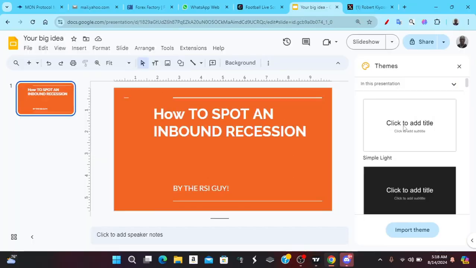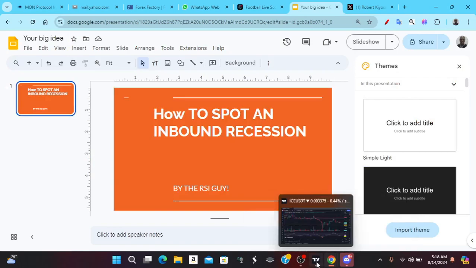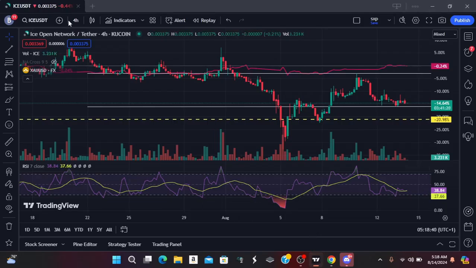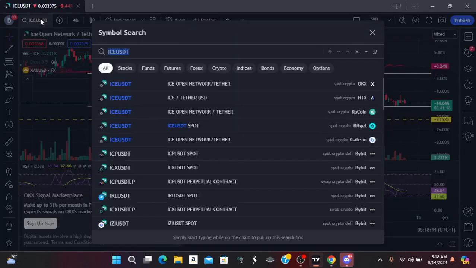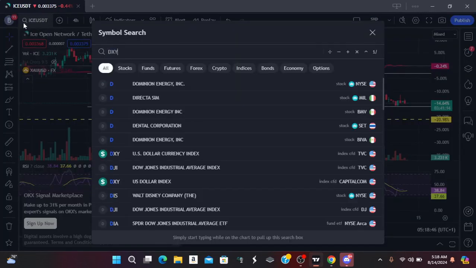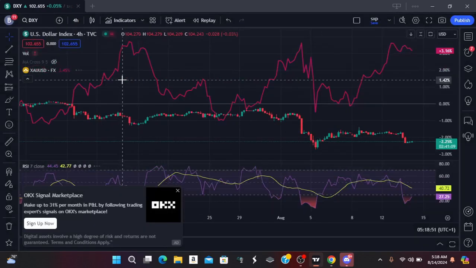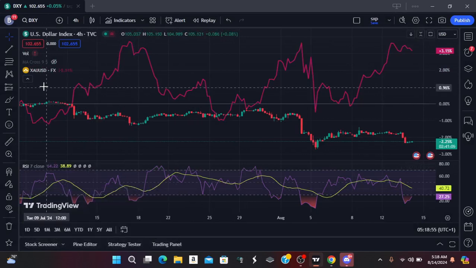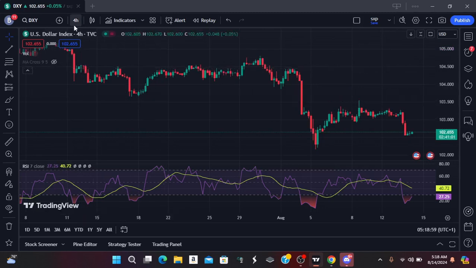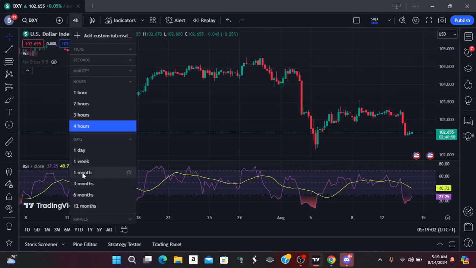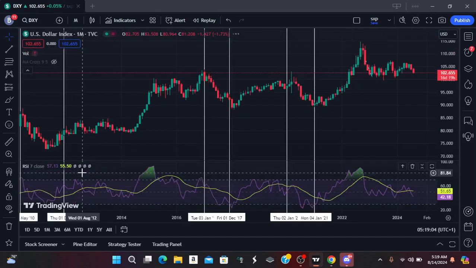So when we look at the chart, we'll be looking at the dollar index chart, which is the DXY. All right, the symbol for dollar index is the DXY. So we'll be looking at the dollar index, and you can see this is a comparison between. Let me just delete this. All right, so this is the dollar index chart, and I'll be going to the monthly time frame. So the 1 month time frame, and let me just delete this too.